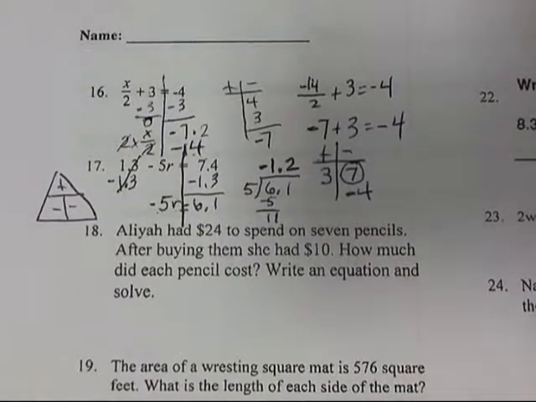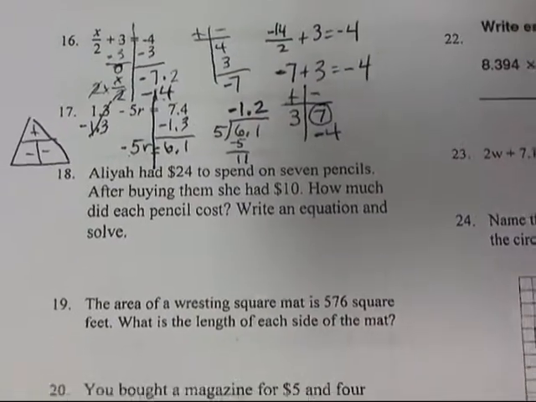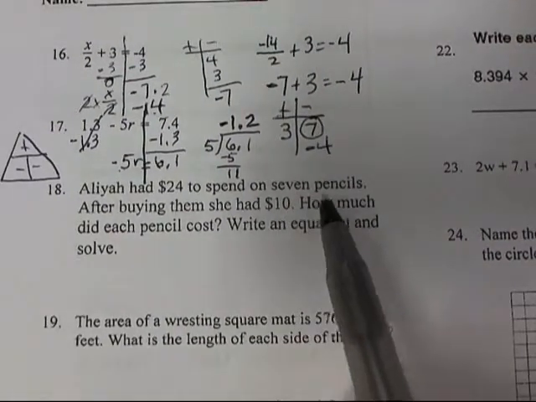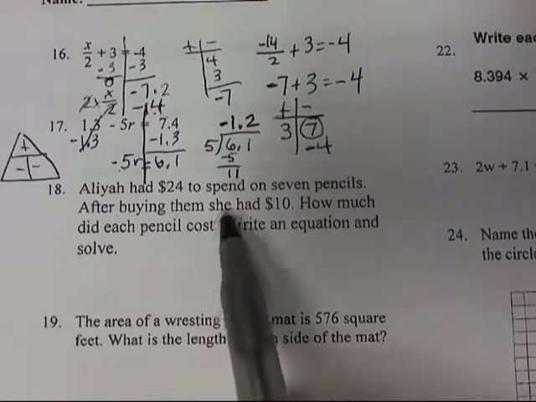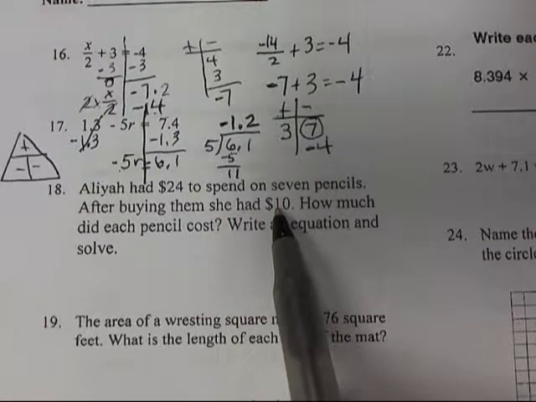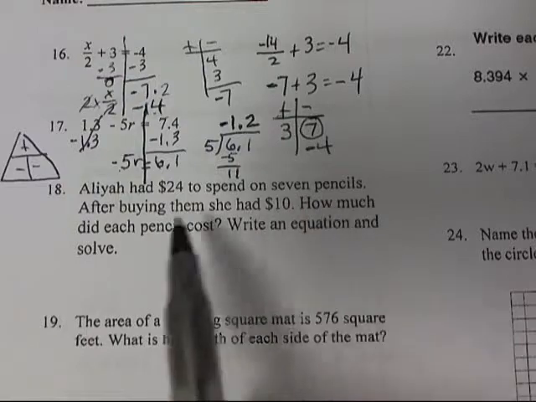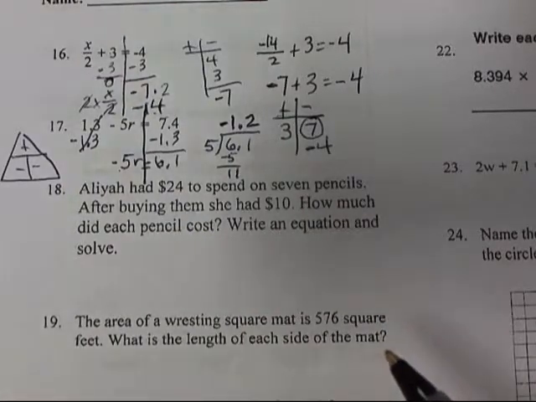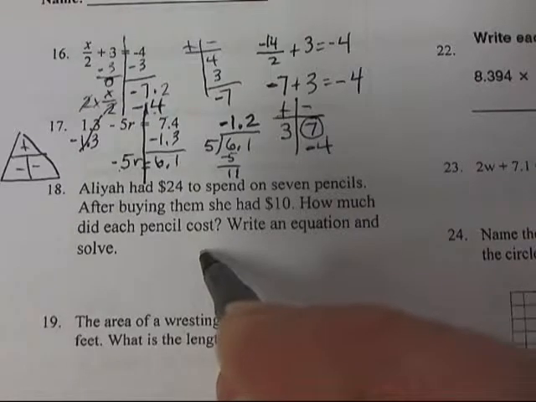Number 18. Aaliyah had $24 to spend on 7 pencils. After buying them, she had $10 left. How much did each pencil cost? Write an equation. So she had $24 to spend, and she had $10 left over.